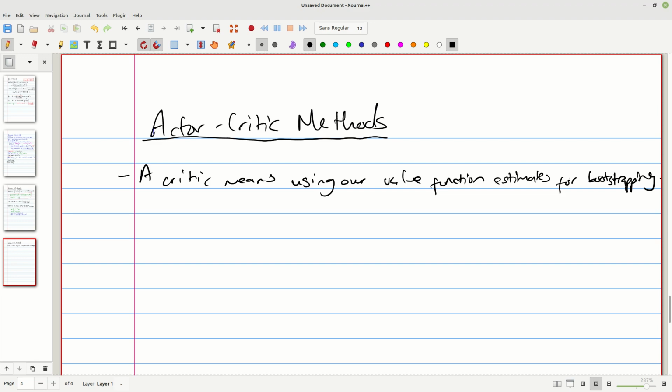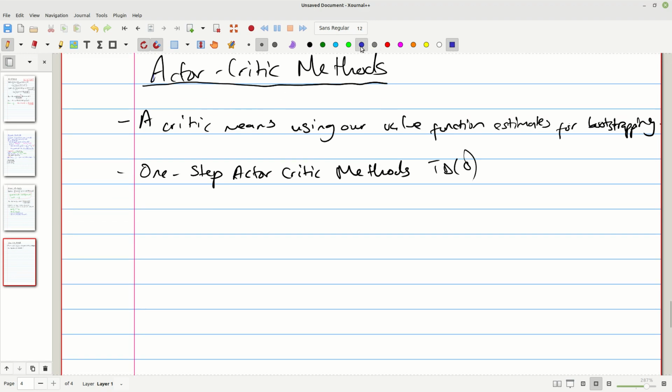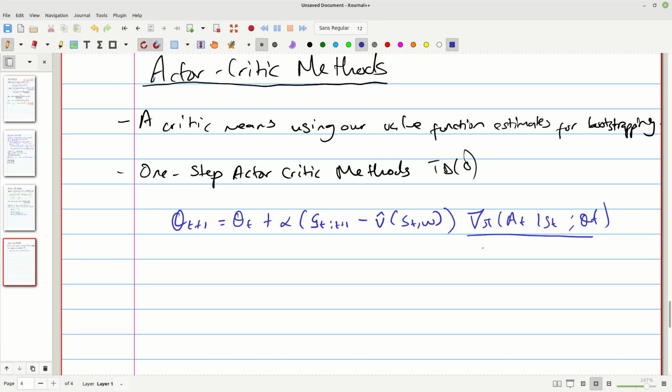So let's look at how we would do one-step Actor-Critic methods, functioning almost like TD(0) in a way. The way we would do that is to make our update: theta t plus 1 equals theta t plus alpha, replacing the complete update. Here we've got G_t:t+1 minus v(S_t, w). We're replacing our full return with the bootstrap estimate. All of this is essentially the same as what we were looking at before, with pi of A_t given S_t, parameterized by theta t.